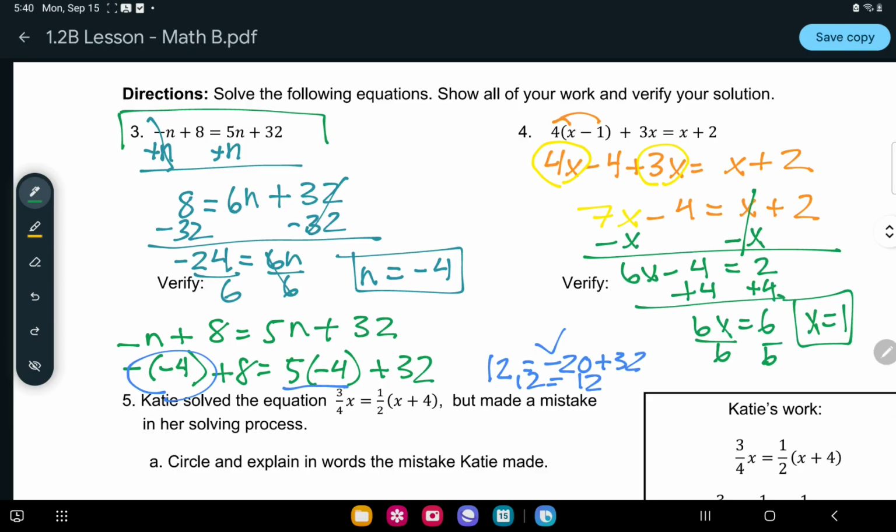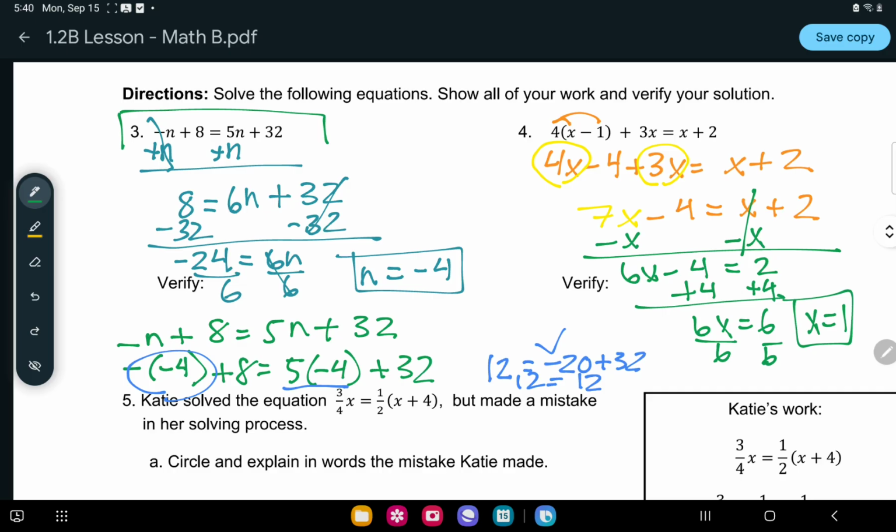Okay, so first thing I did was distribute the 4 here. So I got 4x minus 4 plus 3x equals x plus 2. Then I combined like terms. So I did 4x plus 3x, and I got 7x minus 4 equals x plus 2.